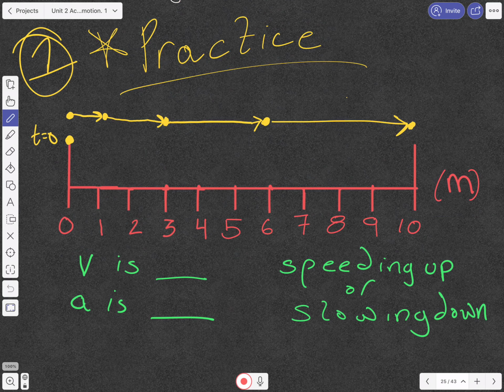So our time 0 is here. And our velocity is in this direction, and we can tell that the velocity is getting higher because these arrows are getting longer. So we already know that the velocity is in the positive direction, and since these arrows are getting longer, we also know that the acceleration is also in the positive direction, which means that our object is going to be speeding up.